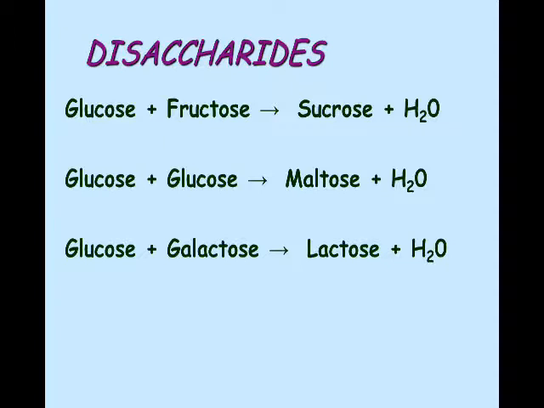For example, glucose and fructose, we talked about that in the last slide, makes sucrose, table sugar. Two glucose sugar molecules added together make maltose. Glucose and galactose make lactose, milk sugar. Some of you may be lactose intolerant. That's the inability to break down that sugar that's in milk when you eat milk products.